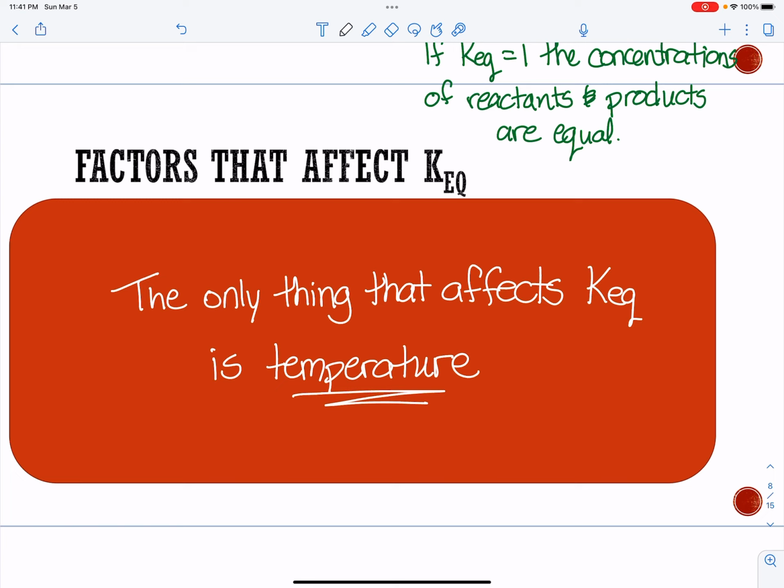So the only thing that affects KEQ is temperature, but if you were to change the temperature, then your KEQ is messed up and you won't be able to use that same one. So pay attention to the experimental conditions, because if your KEQ is the same in 2 experiments, it means that that ratio is going to be equal.